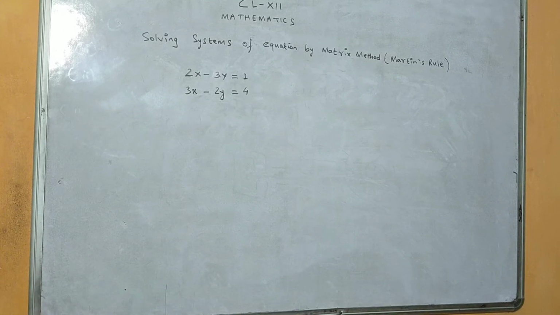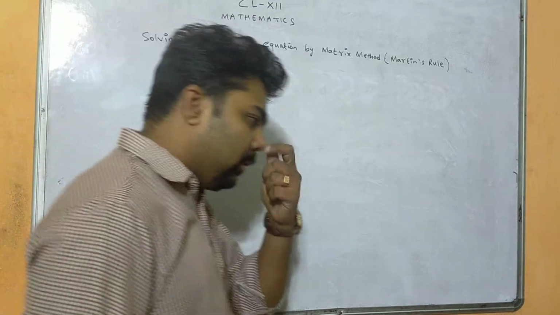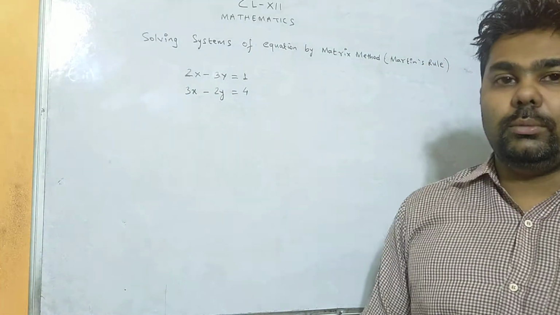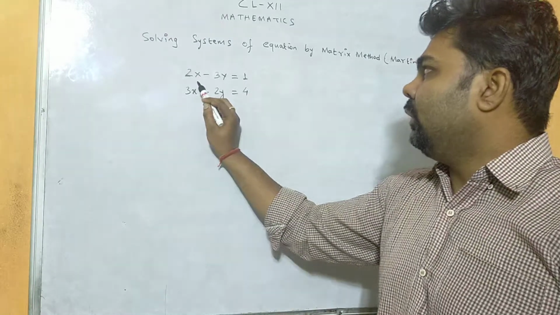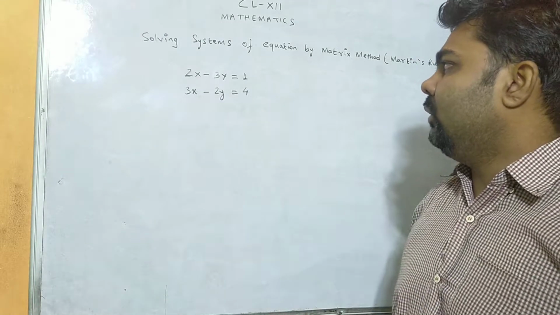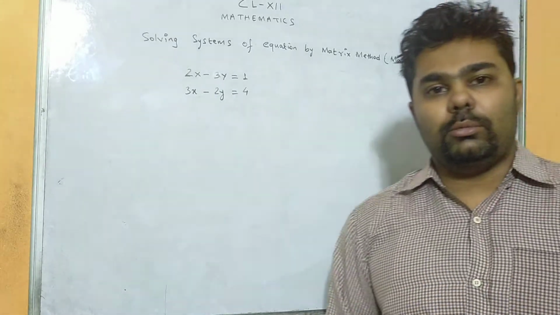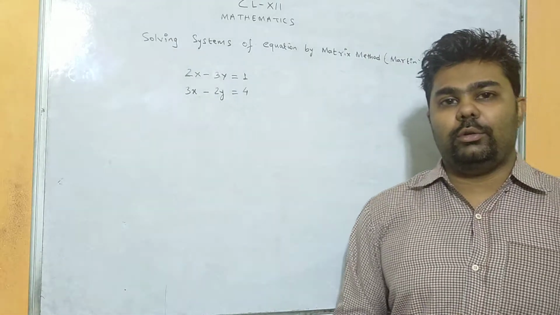Hello students, today we will solve some system of equations by the matrix method. This method is also called Cramer's rule. As you can see on the board, we have two equations: 2x minus 3y equals 1, and 3x minus 2y equals 4. We have to solve these two equations and get the values of x and y.